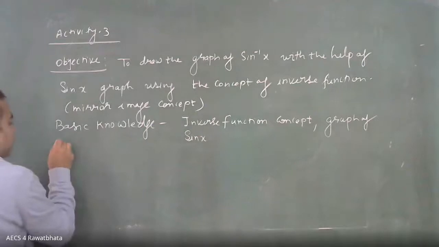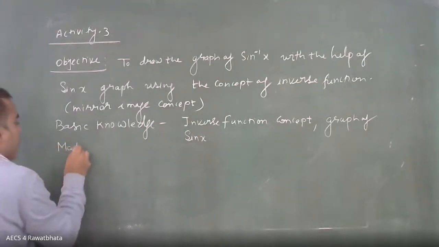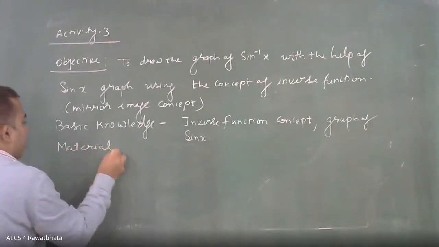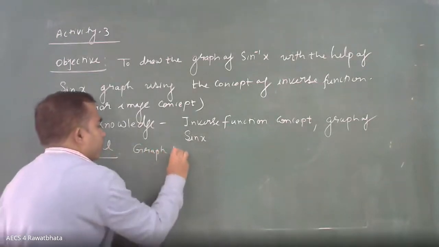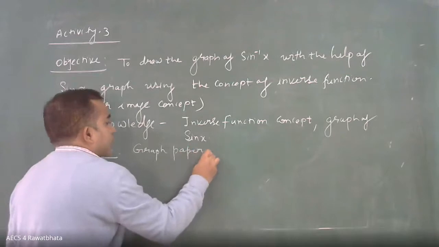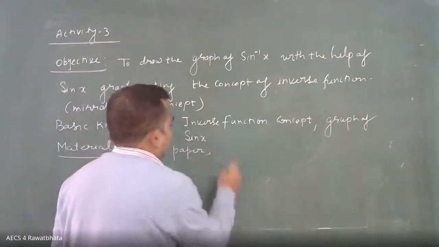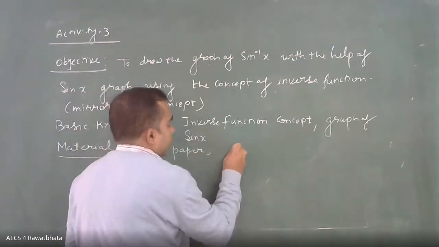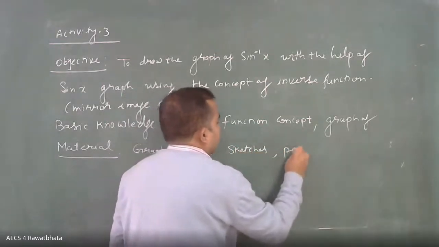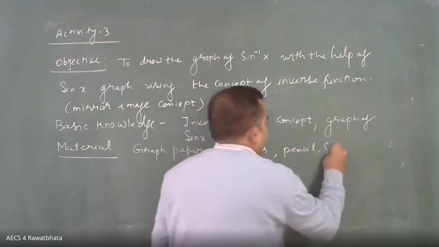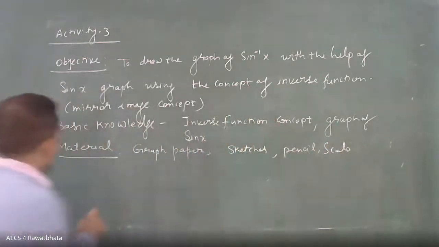Right. Then material needed. Not much, only graph paper. Because sine x and sine inverse x both you may need, so sketch pens of different colors. Pencil, scale also required. That is. Then procedure.